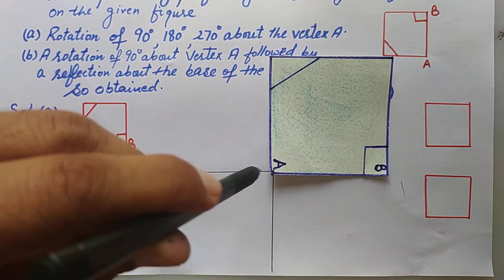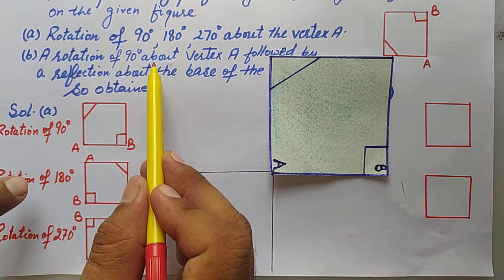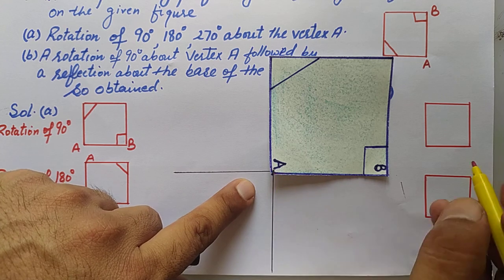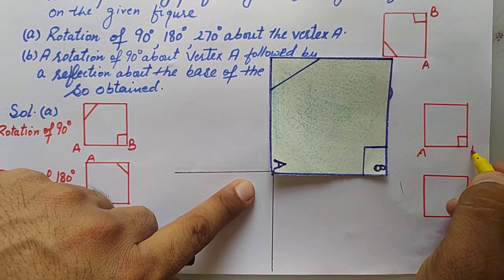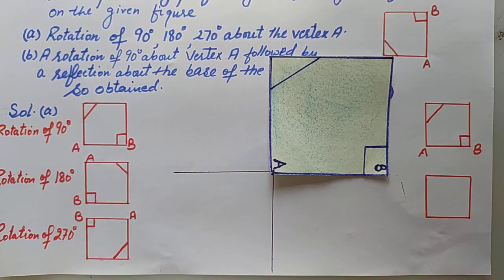So it means here in the first step, a rotation of 90 degrees about vertex A. In the figure, A will show like this, B will be here, and this cut will be here. So this way we will get this figure.